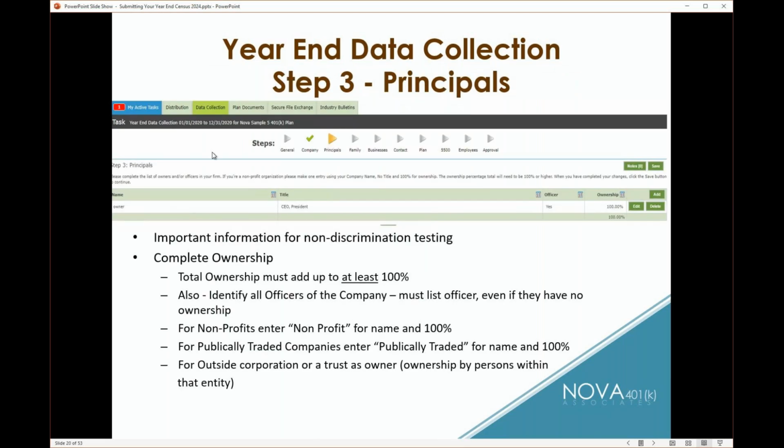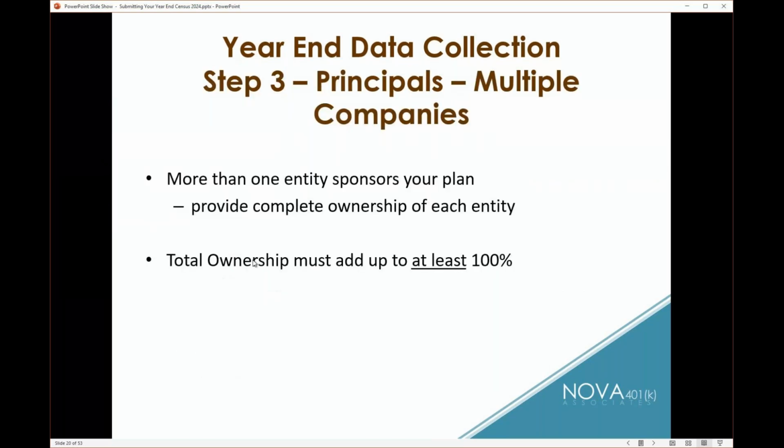Okay, so going back to this step, if you have multiple companies or trusts, so outside corporations or trusts, please list the ownership by person within that entity or trust. Do not just put Nova 401k Trust 100%. We need to know who's included in that trust. Again, it's very important. It has to be by the person's name. And if there are multiple outside corporations or trusts that own it, we need all the people from all of the corporations or trusts that own it.